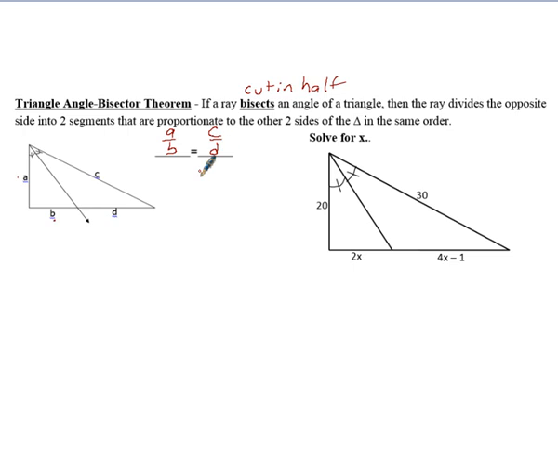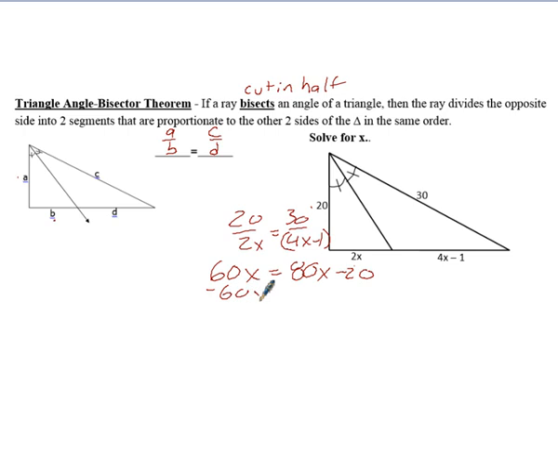And so in this problem here, when I ask you to solve for x, we can say 20 is to 2x as 30 is to 4x minus 1. Cross multiply and solve. 2x times 30 is equal to 60x. 20 times 4x minus 1, remember we're distributing 20 to each of those, so that becomes 80x minus 20.